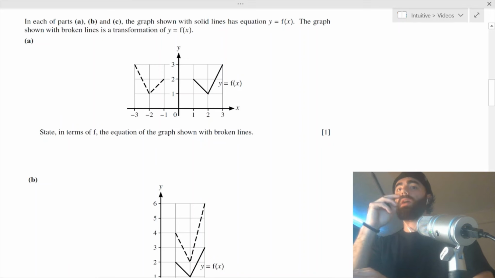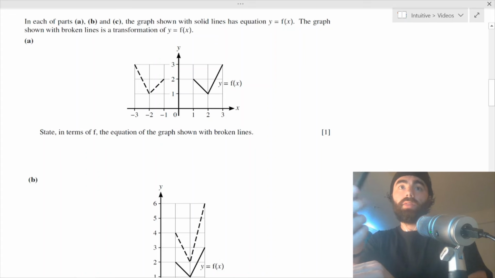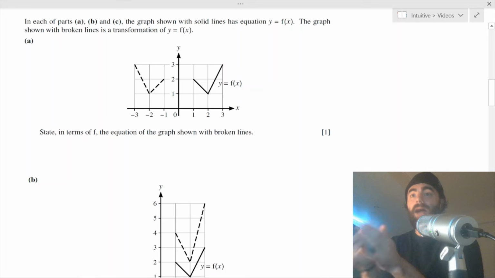So in each parts A, B, and C, the graph showed solid lines as equation y equals f of x. So we've got some function, looks like that, and the broken lines show the transformation of y as f of x. So state in terms of f the equation of the graph. So how is this f of x function transformed?